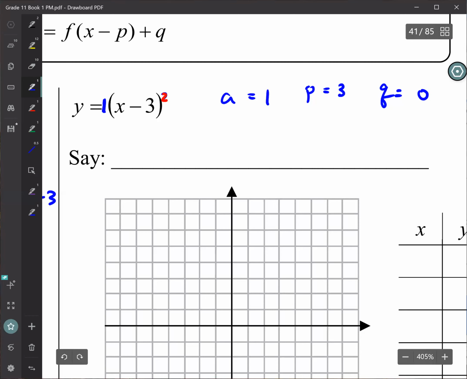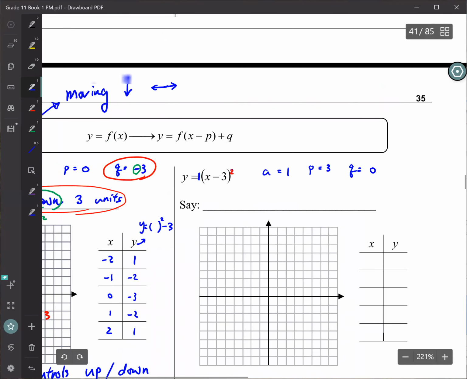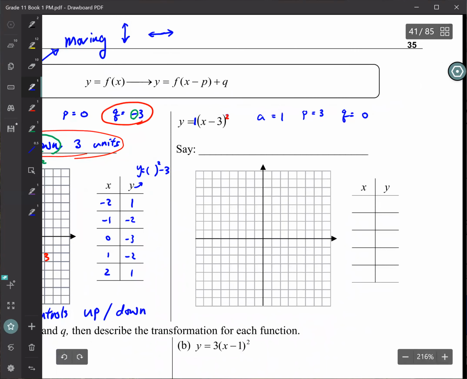APQ is very, very important. So make sure before you leave the class today, everybody should know how to get APQ. It's going to affect everything we do for this whole chapter. So be careful.